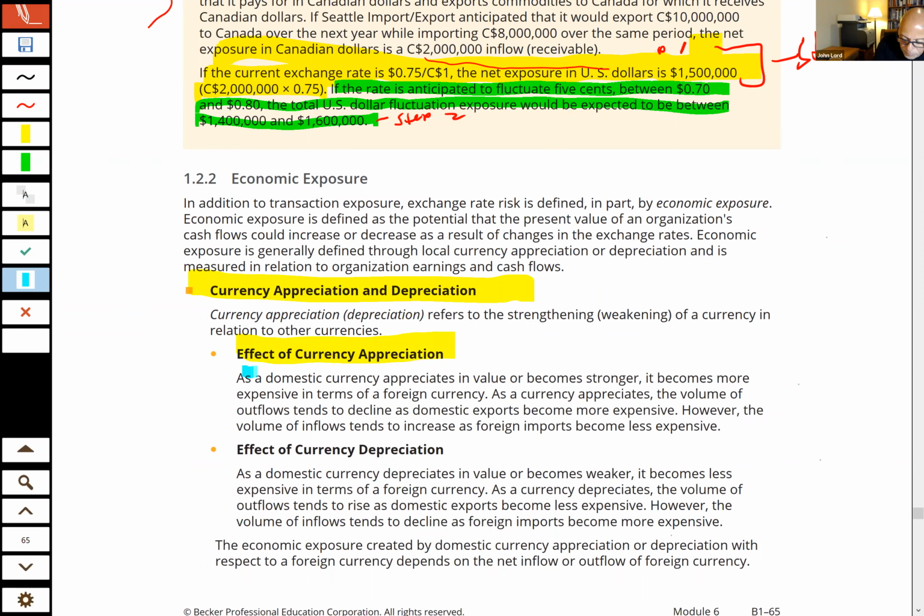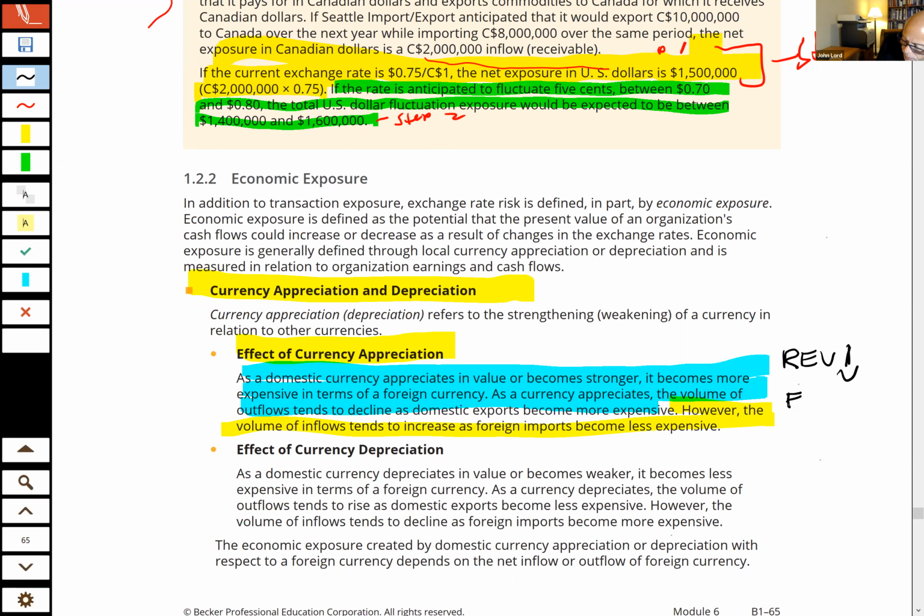We can see that as domestic currency appreciates in value or becomes stronger, it becomes more expensive in terms of the foreign currency. When the currency appreciates, the volume of outflows tends to decline as domestic exports become more expensive. However, the volume of the inflows tends to increase as foreign imports become less expensive. So what happens? You have the situation where revenue is going to be down, but also what? Expenses would be down, okay?